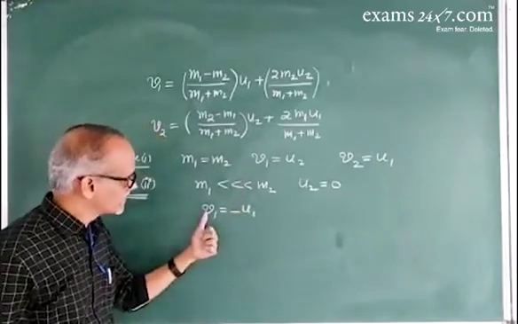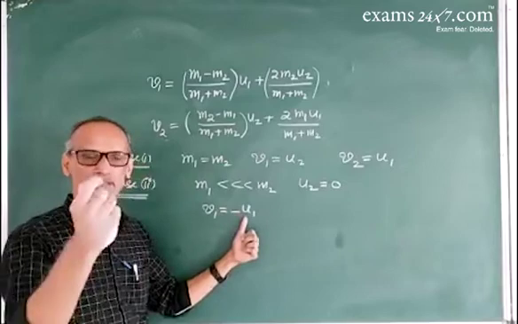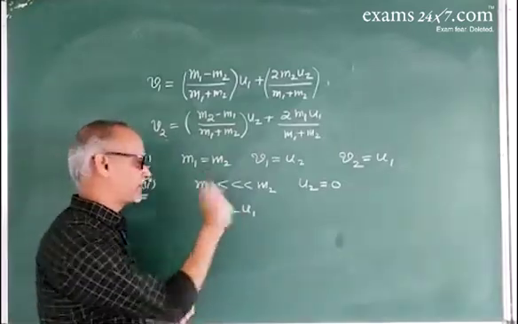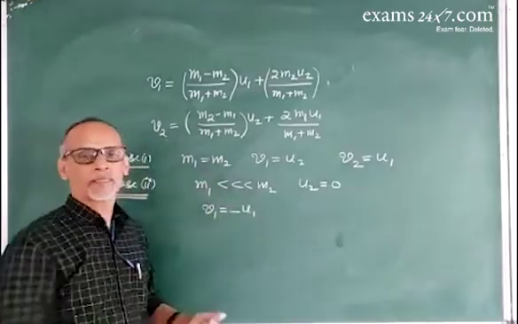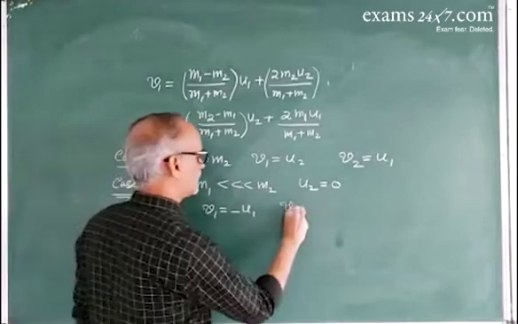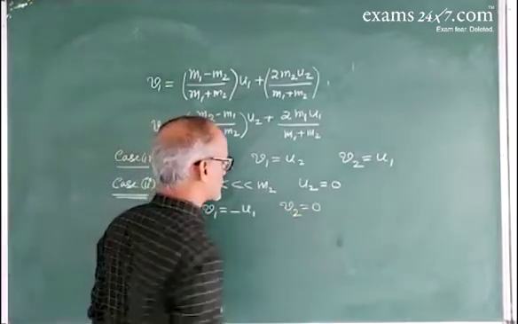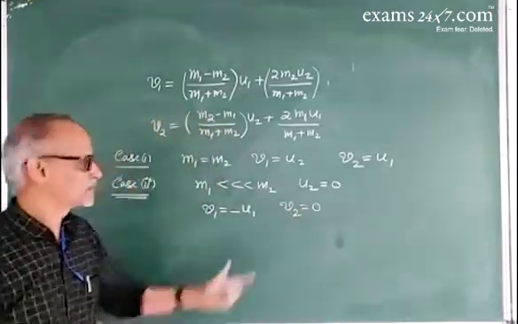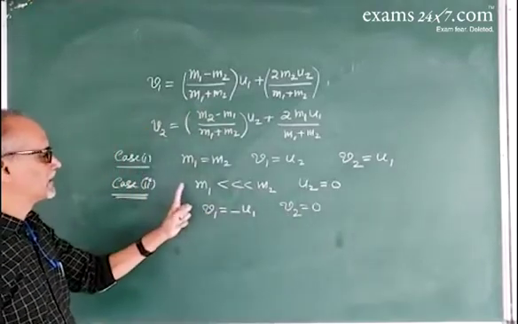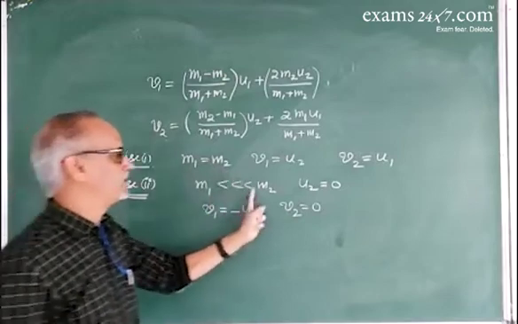That means its speed is the same as the previous value. That means if it moves with 10 meter per second, it still remains 10 meter per second, but it moves in the opposite direction. Whereas the heavier body continues to remain at rest. v2 becomes 0. And this happens only if a lighter body collides with a heavier body at rest.